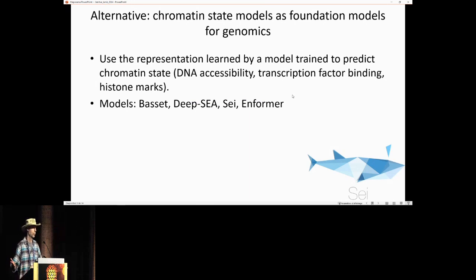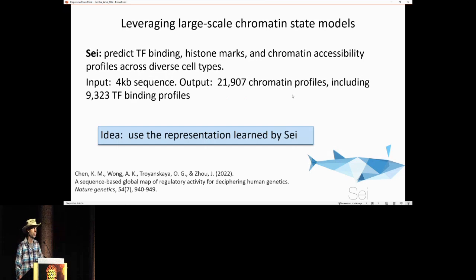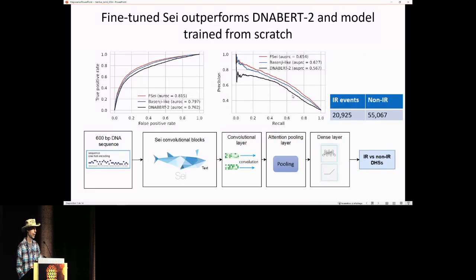So you all probably know some of these models that I've listed up there. In this work, we're specifically going to use the SAY model, which maps from a 4 KB sequence to a set of 21,907 different chromatin profiles, almost half of which represent transcription factor binding propensities. So the idea is to leverage the representation learned by SAY to try and predict retained introns.